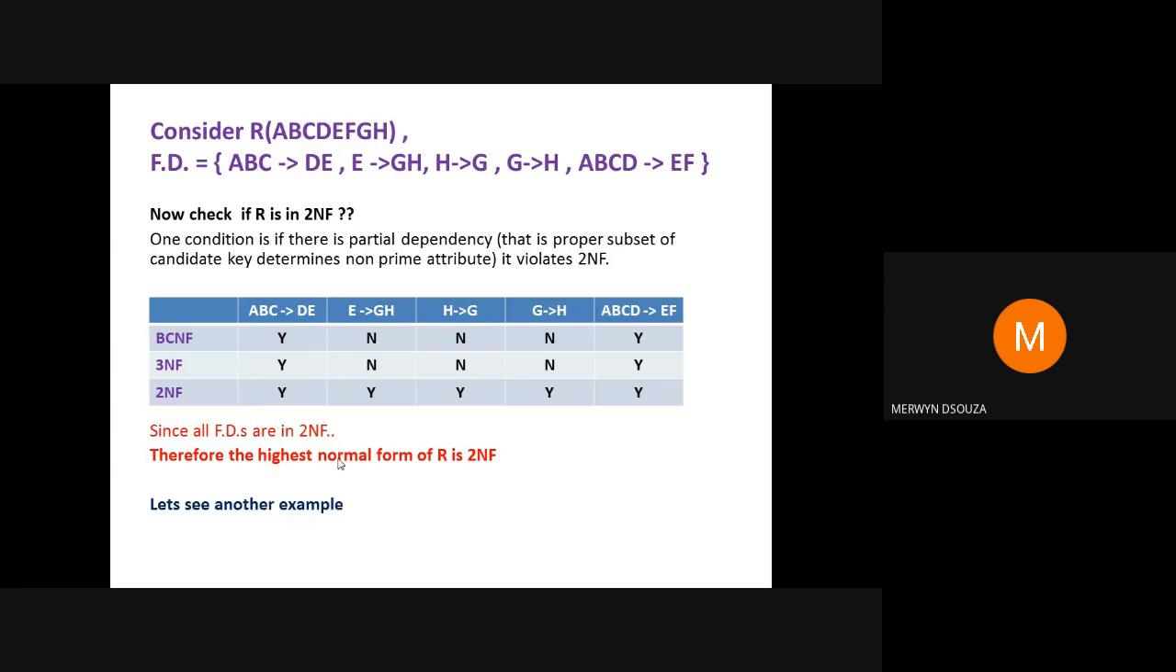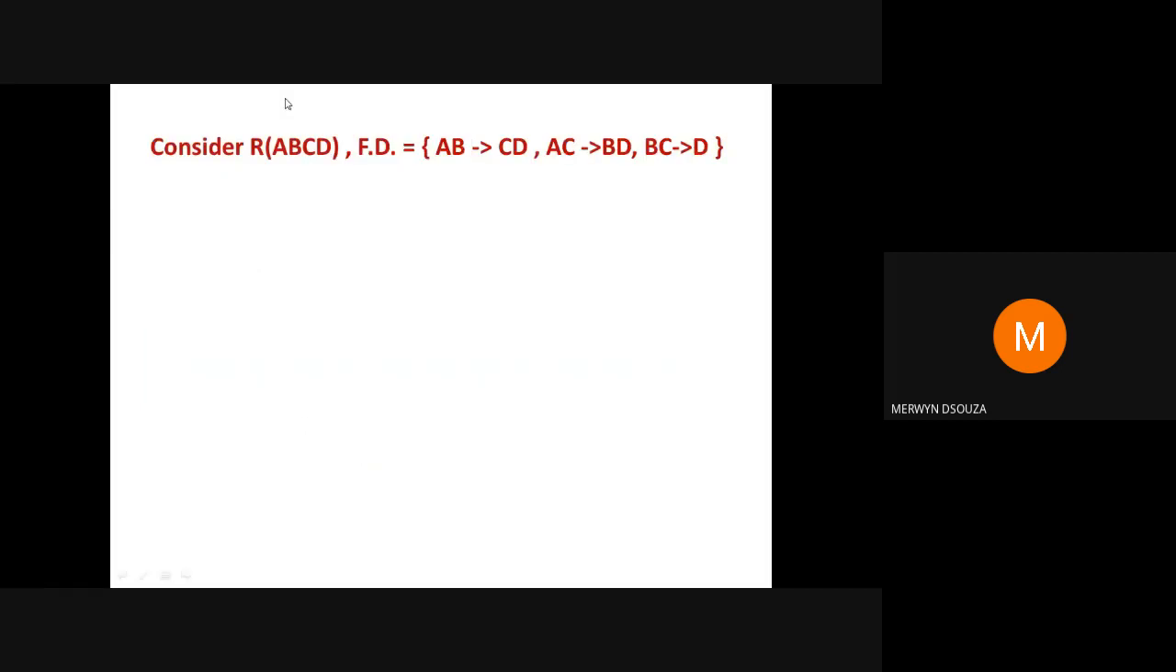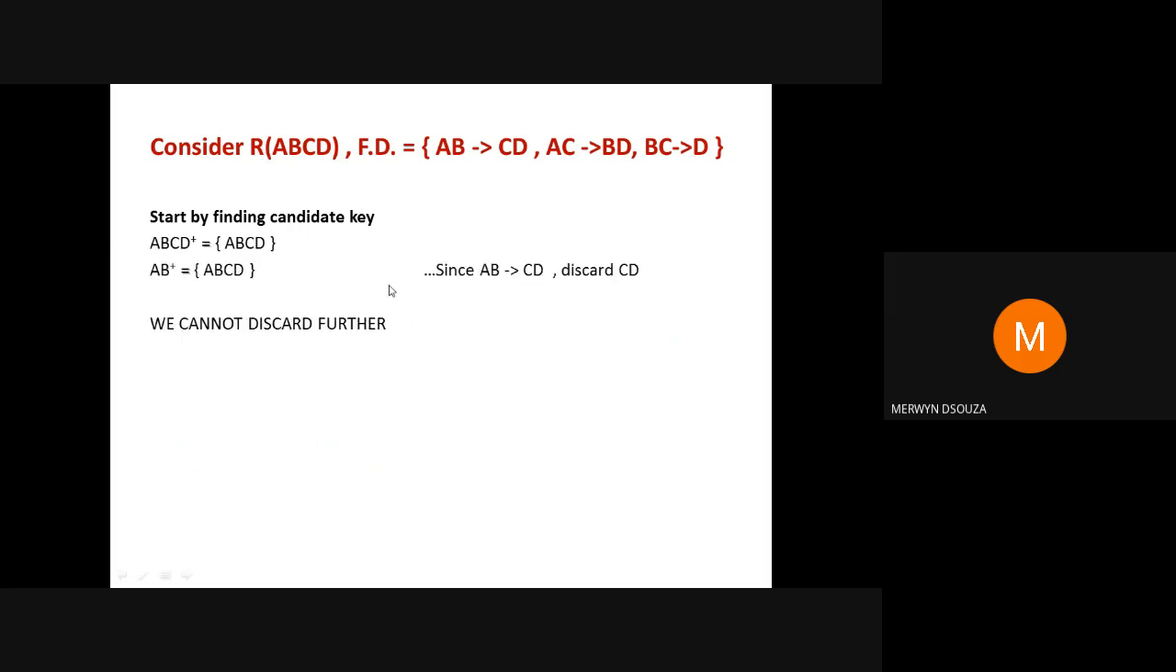Okay, so let's see one more example. Consider this relation having the attributes A, B, C, D, having the functional dependencies AB determines CD, AC determines BD, and BC determines D. Start by finding the candidate key. You can directly do it here. AB determines CD, so discard CD, and you get AB closure. We cannot discard further, so you can claim that AB is the minimal super key.